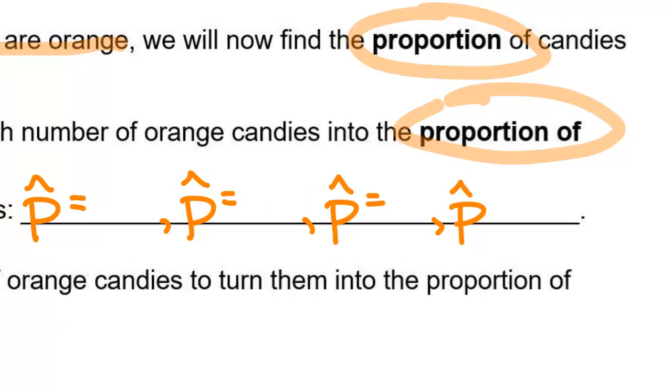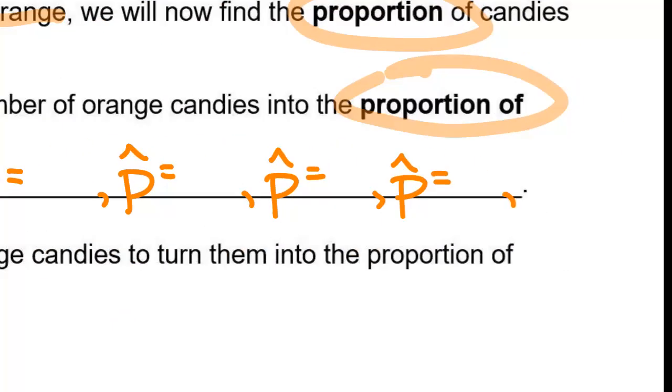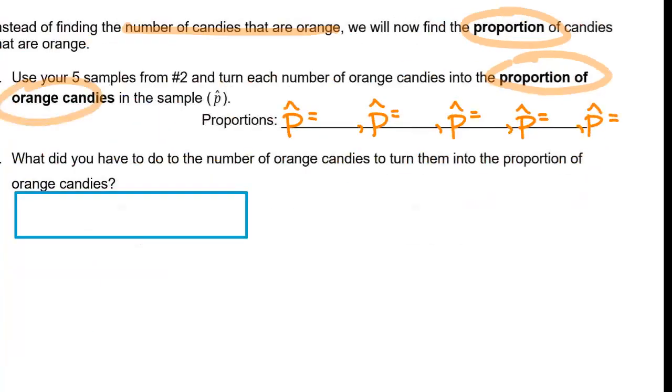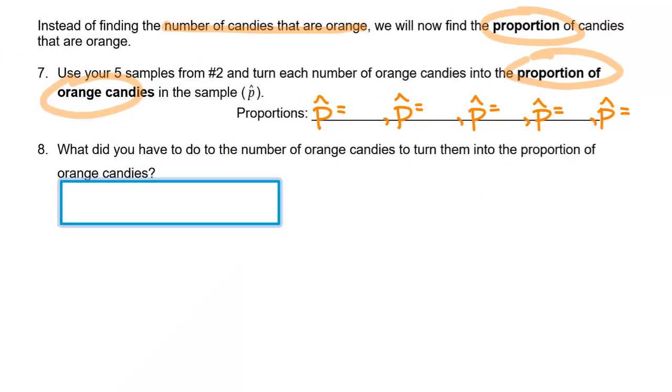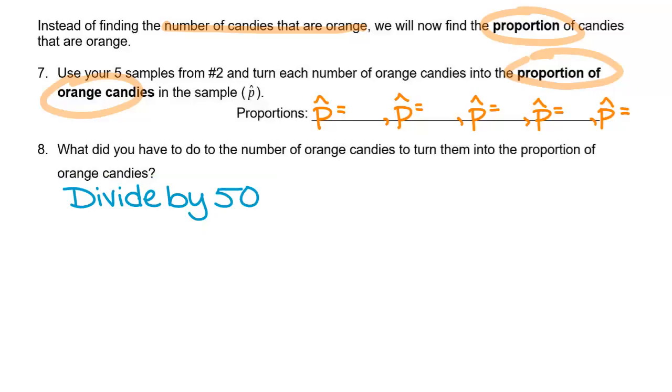How are you going to turn these into proportions? You're going to take each one of your numbers and divide it by the sample size. So 17 divided by 50 for me. You're going to divide everything by 50. So please go through and do that to all of your numbers. Take every single number that you got from your original random sample, turn them into decimals by dividing them by 50.